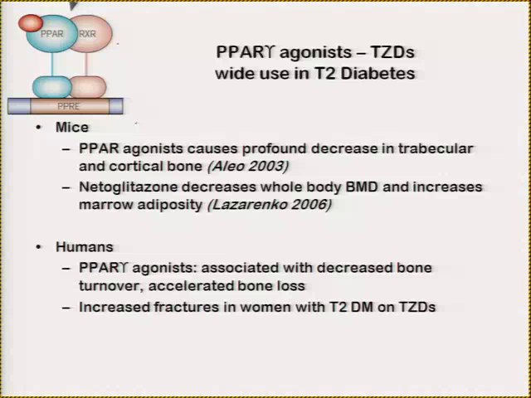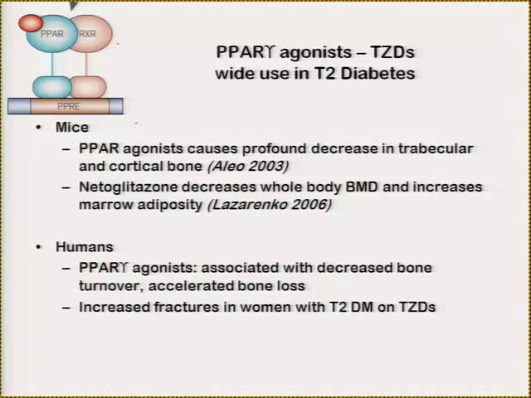So this led to a lot of thinking about what PPAR gamma and what fat cell development has to do with bone. And at this time, all of us in diabetes were using these PPAR gamma agonists, and we still are, that are called thiazolidinediones. These are in wide use to treat diabetes by stimulating PPAR gamma, the PPAR gamma receptor. In mice, PPAR agonists cause a profound decrease in trabecular and cortical bone.